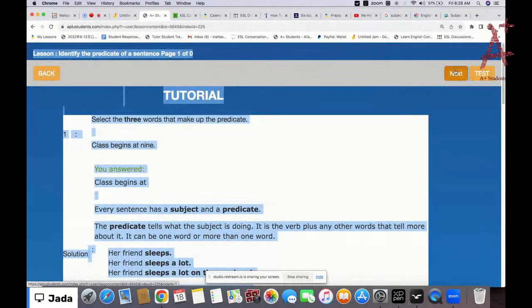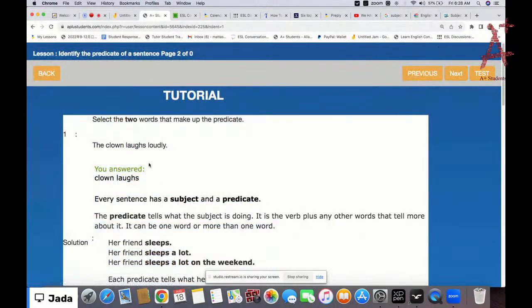Select two words that make up the predicate. The clown laughs loudly. Laughs is the verb, and laughs loudly is the predicate. Who is doing the action? The clown is doing the action.